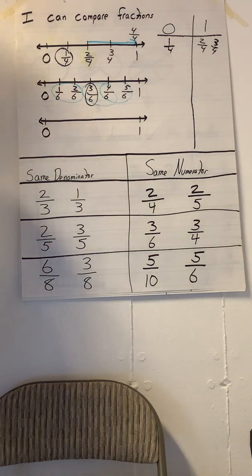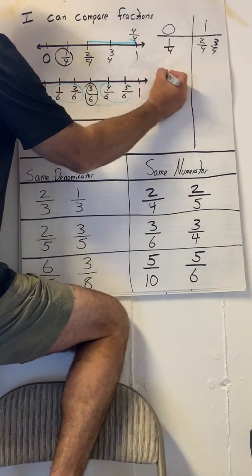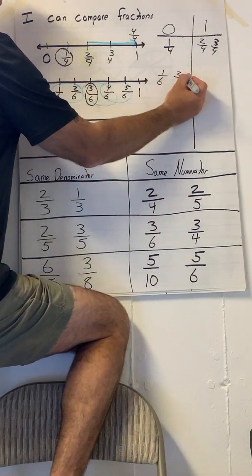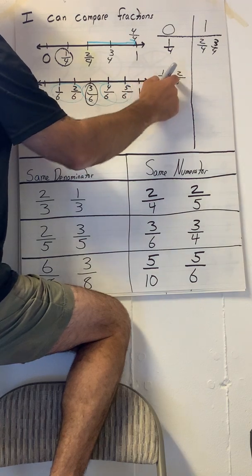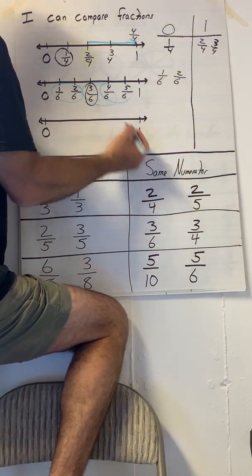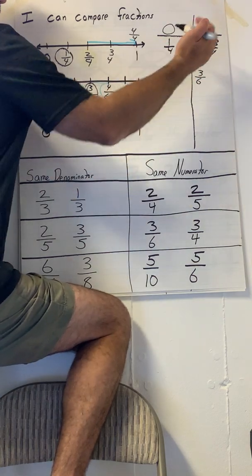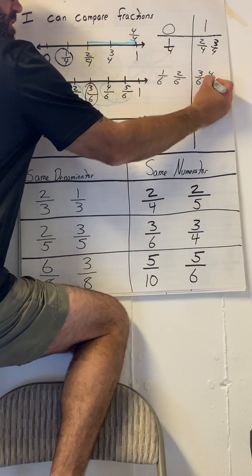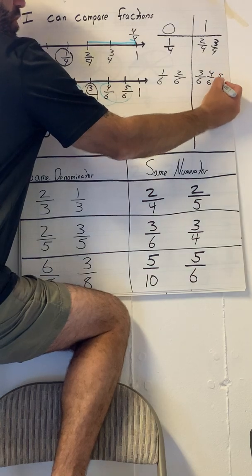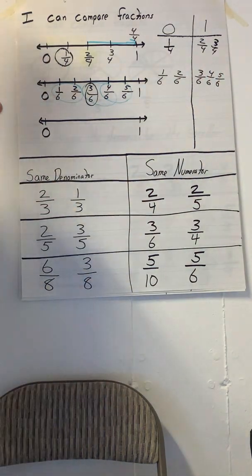So closer to 0 would be 1/6 and 2/6. Also notice how the number is smaller on top. And then 3/6, because 3 is half of 6, and then anything bigger than that: 4/6, 5/6, or 6/6.